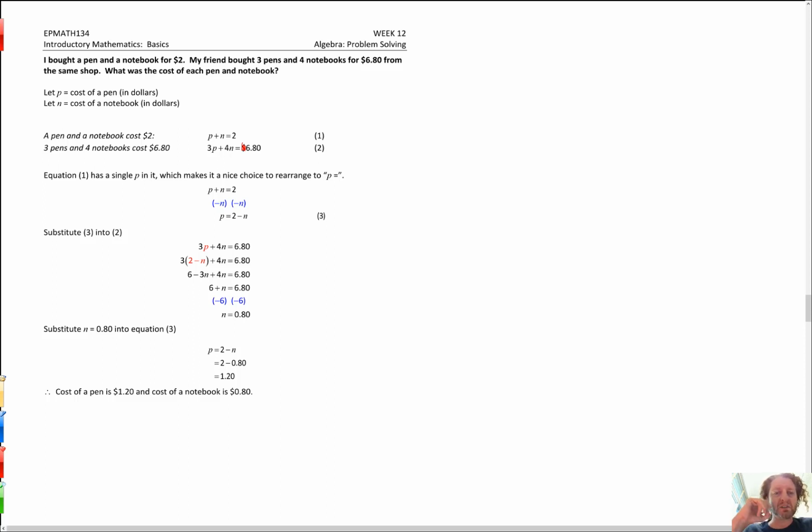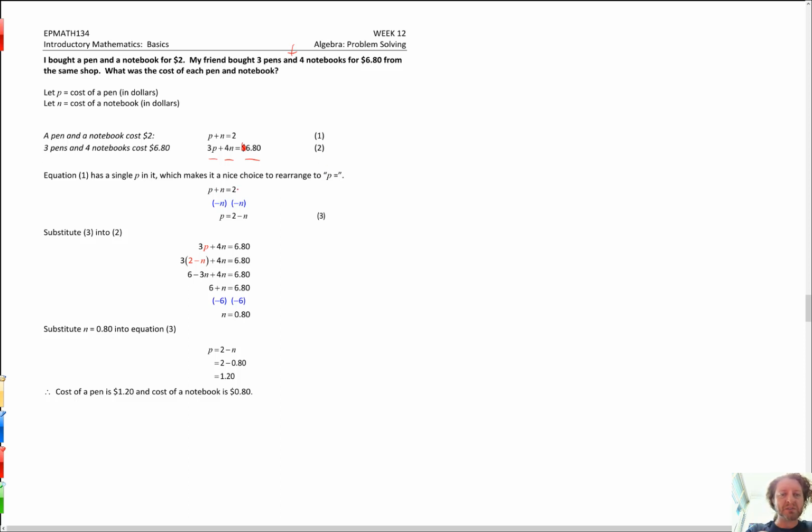So hopefully that's gone. The other one said I bought 3 pens and 4 notebooks. So that's 3 times the cost of a pen plus 4 times the cost of a notebook: 3p plus 4n equals 6.80. I've got my two equations. Now none of them are p equals or n equals, but equation 1 looks easy to get either p equals or n equals. Doesn't matter, I've chosen p equals.